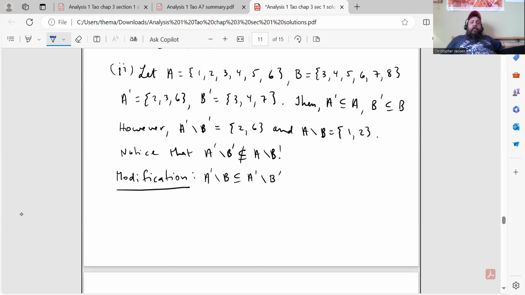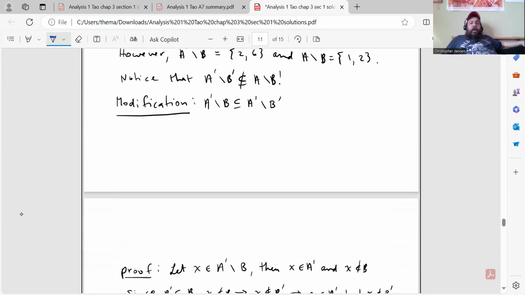However, if you take A prime minus B prime, you get the set 2, 6. And if you take A minus B, you get the pair set 1, 2. And notice that A prime minus B prime is not a subset of A minus B. All right, so here's a modification that I made that works. My modification is A prime minus B is a subset of A prime minus B prime.